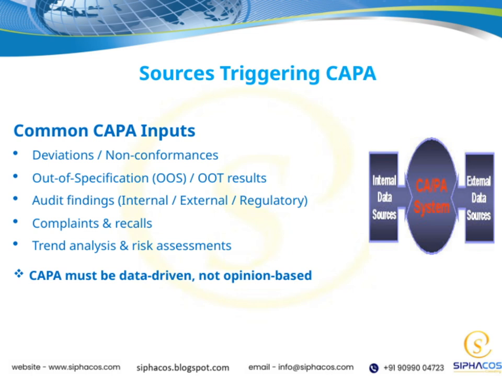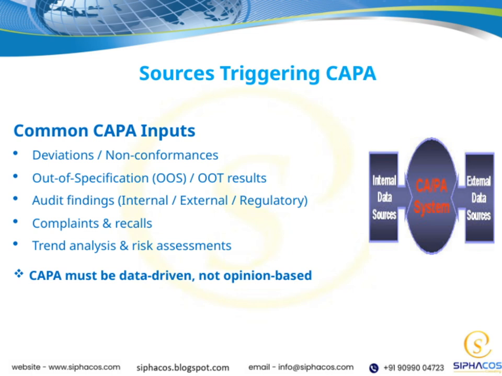Audit findings, whether internal, external, or regulatory, also play a crucial role. They often uncover gaps or lapses in compliance. Complaints and recalls are important indicators as well. They reflect real-world issues that customers or regulators have identified. Lastly, trend analysis and risk assessments help us spot patterns over time, enabling proactive measures.